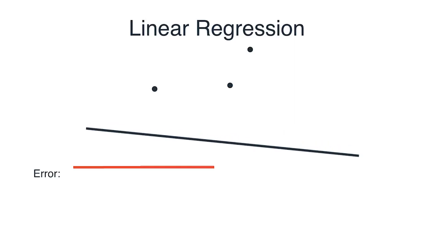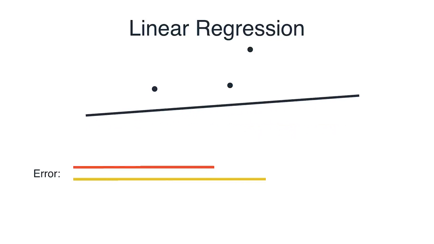So let's say we move it in this direction. And we calculate the error again. It's given by these yellow distances. We add them up and realize that we've just increased the error. So that's not good. Let's try moving in the other direction then.